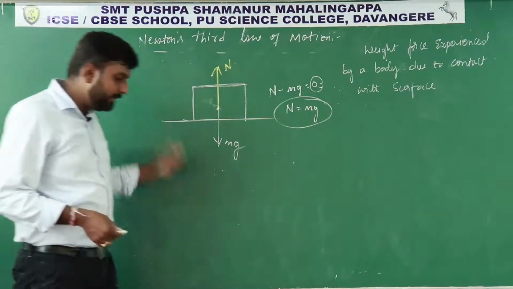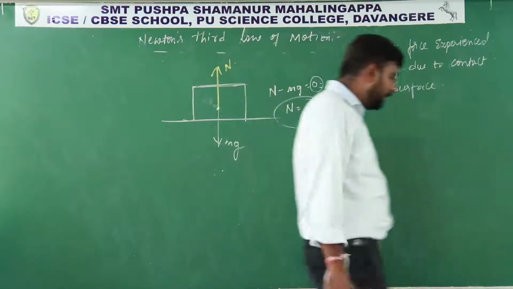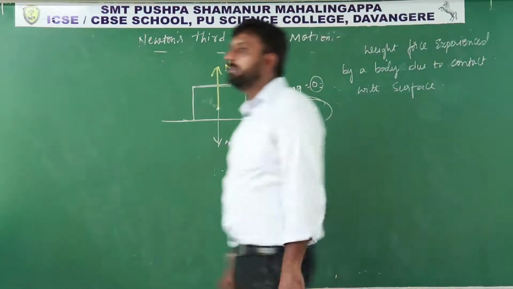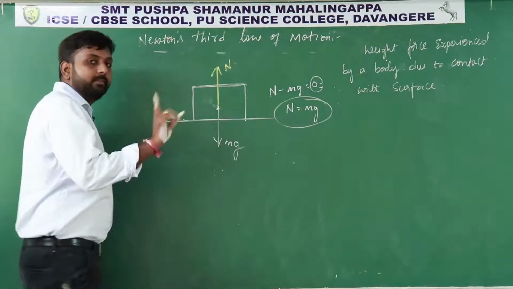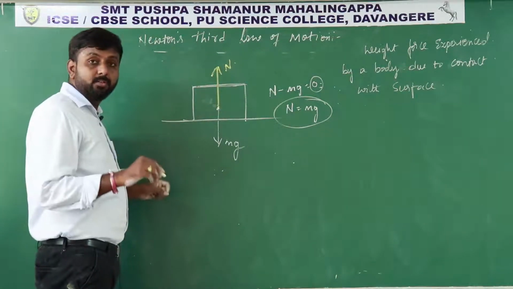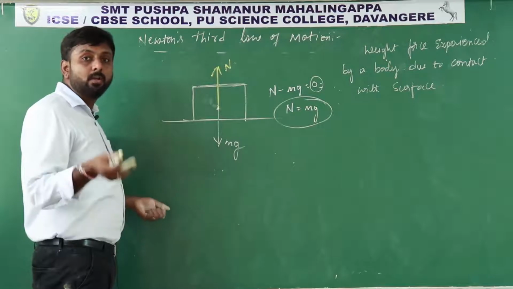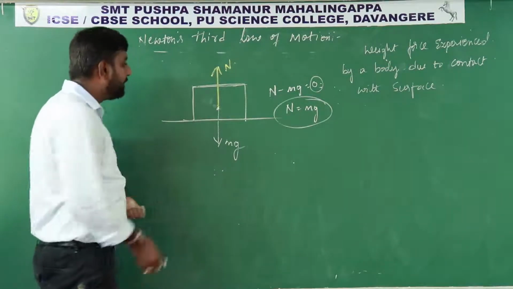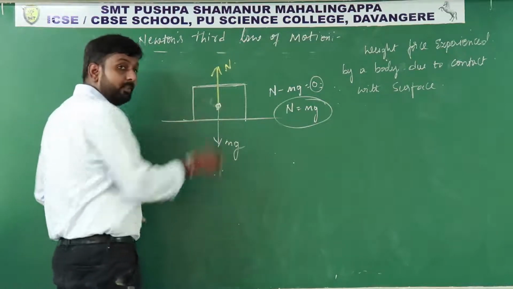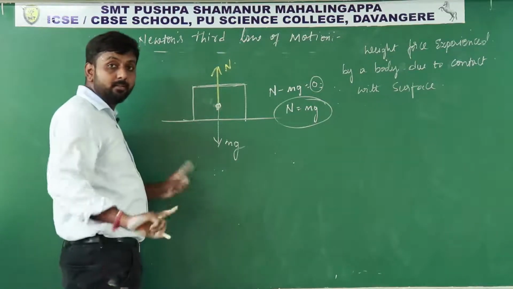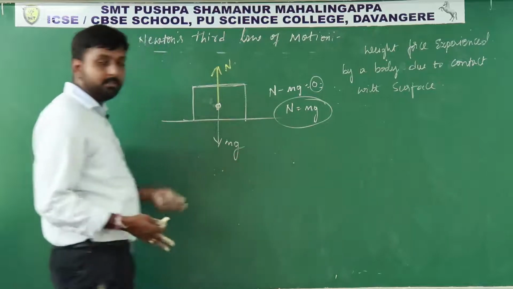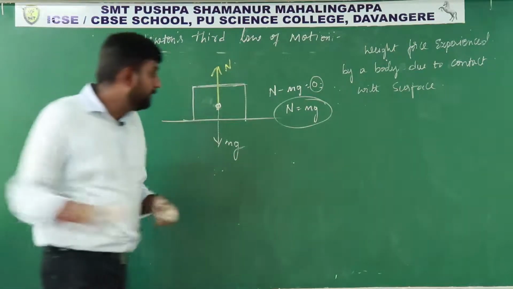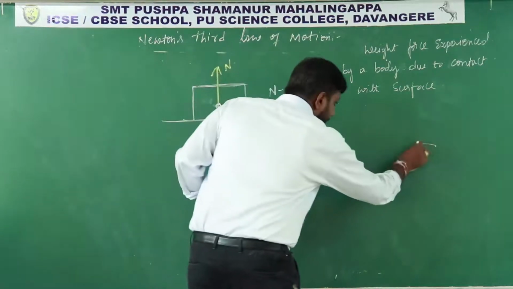Are N and mg action-reaction pairs? I said the forces should act on two different bodies, but here both forces are acting on a single body. So this is not an action-reaction pair. So when can we say something is an action-reaction pair?